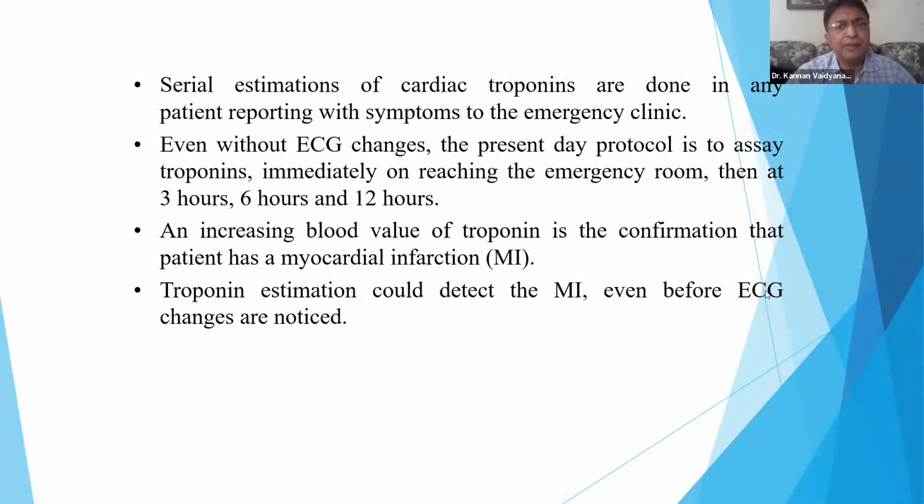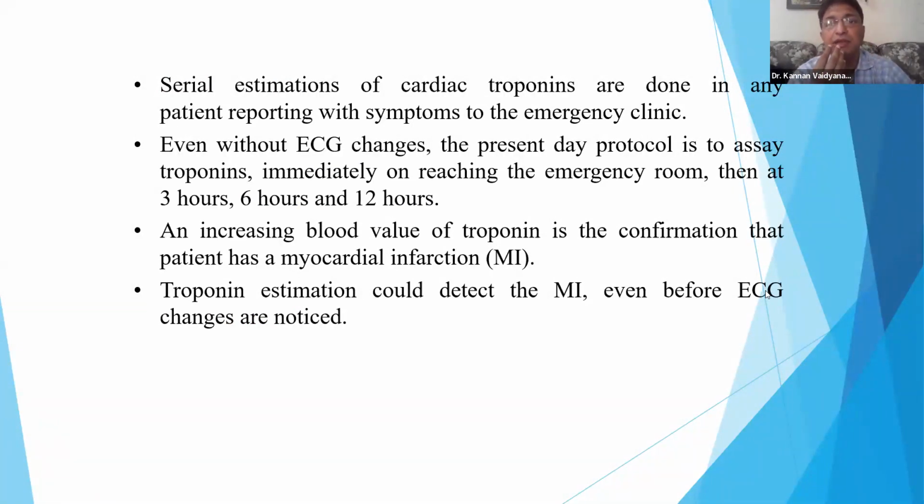Now, serial estimations of cardiac troponins are important. They are very commonly done in a patient reporting with symptoms of myocardial infarction or chest pain in the emergency clinic. You need to do serial estimations, and of course that will reflect on the cost to the patient as well. Even without ECG changes, the present day protocol is to assay the troponins immediately on reaching the emergency room. So when the patient comes, the first thing is to take the blood sample, because anyway it is going to take some time.